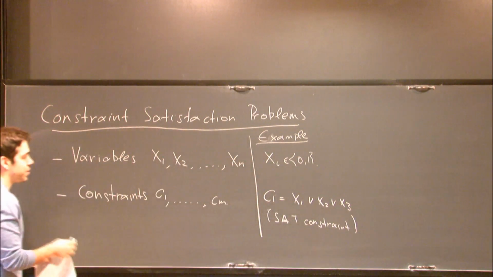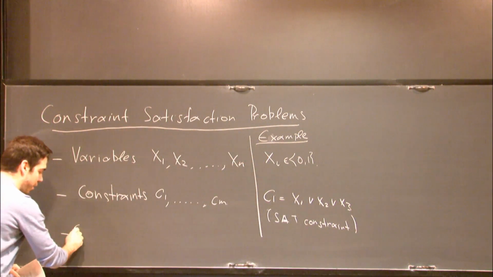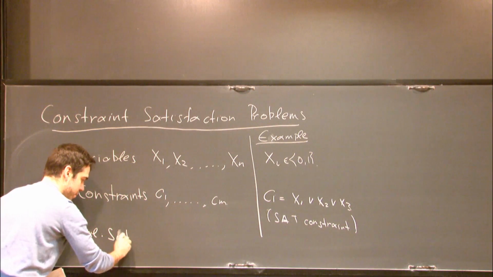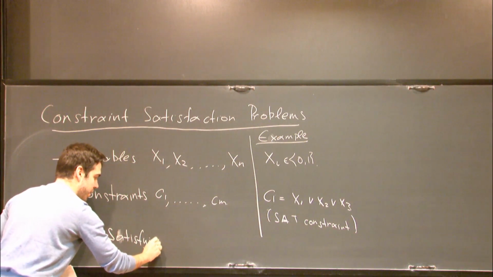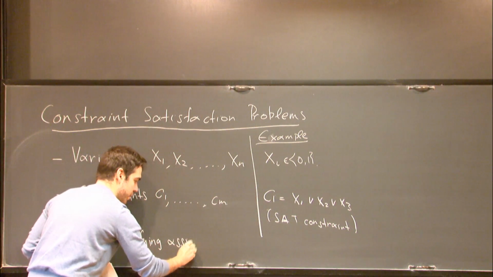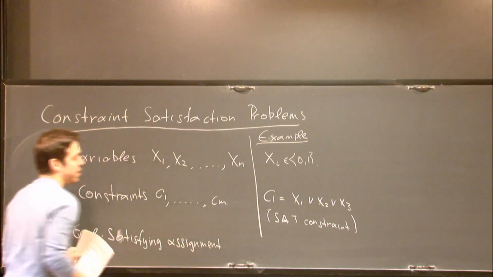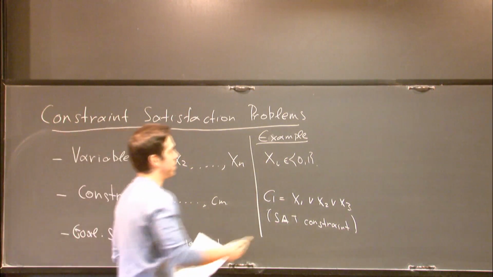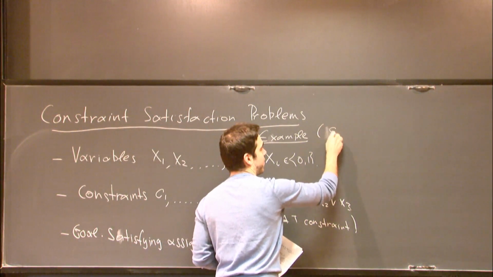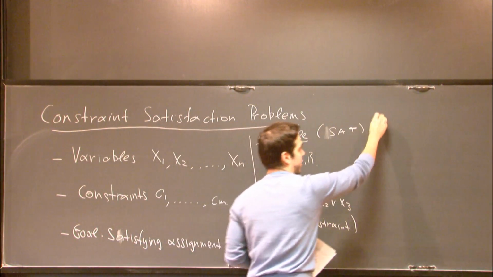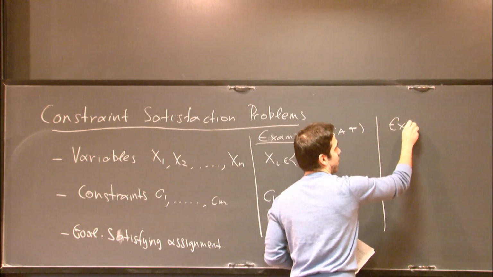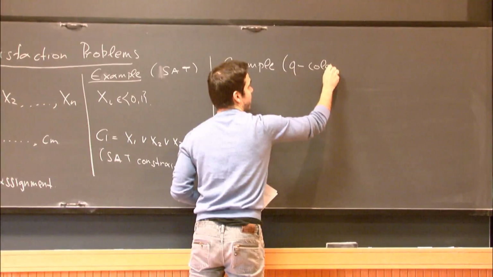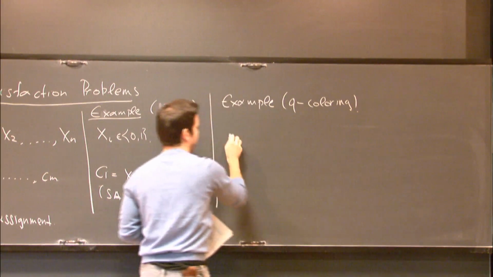Okay, and the goal is to find a satisfying assignment, which basically means a configuration for the variables that satisfy every constraint. Okay, and so this was the example of satisfiability. Another example that we will care about is Q coloring of a graph. So the input here is a graph.